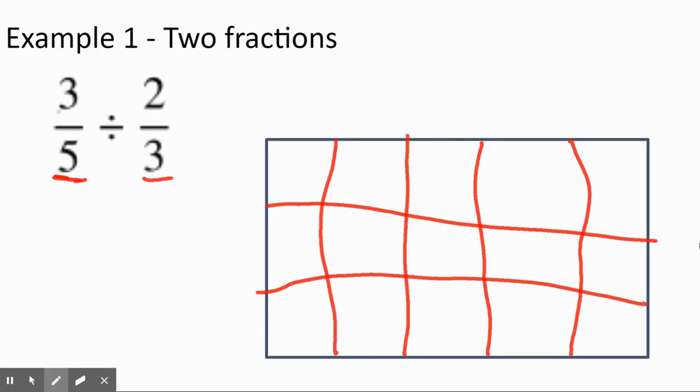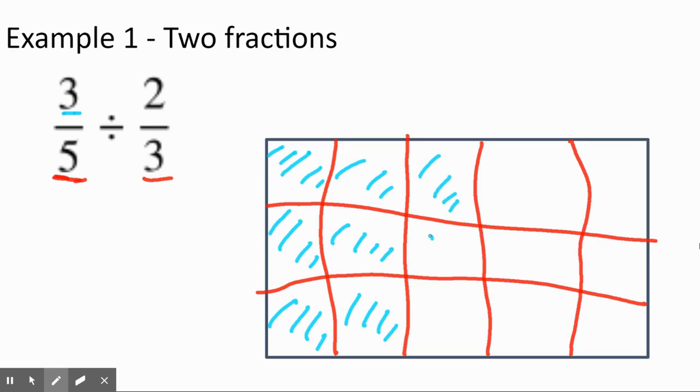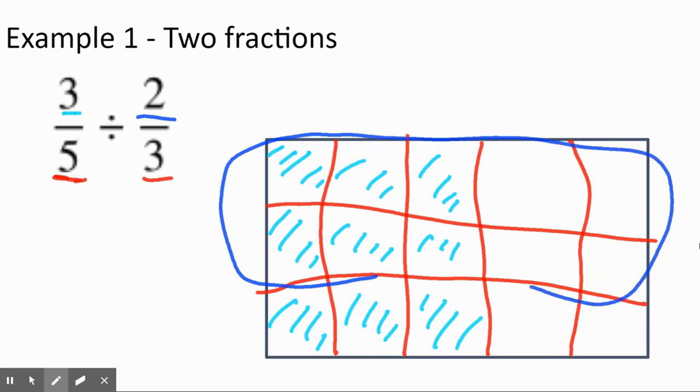Next, we're going to look at our numerators. We see that we have 3/5. So with the dividend, we're going to shade in 3 of our columns. That's 1 fully shaded in, 2, and 3. With the numerator in the divisor, which is a 2, we're going to circle 2 of our rows. We're going to circle them like so, and then we're actually basically done already.